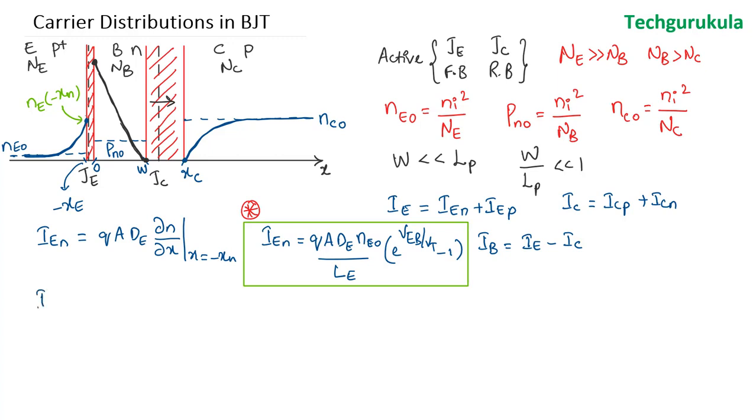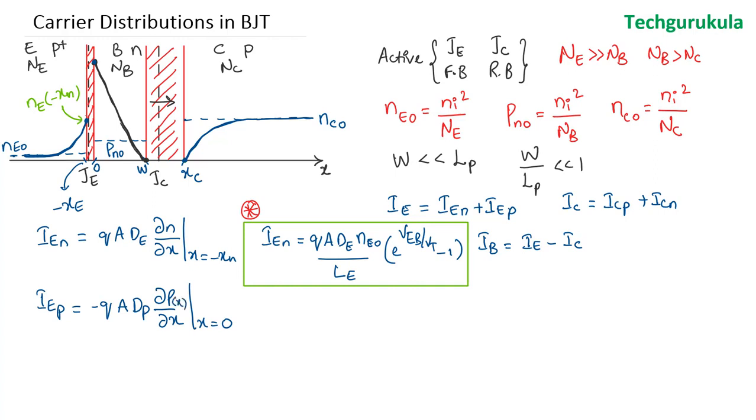Now coming to IEP, it is given by minus QA DP, the diffusion coefficient of holes in the base, which is n-type, times dP/dx at x equal to 0. So that's the carriers flowing per unit time at this point at x equal to 0.